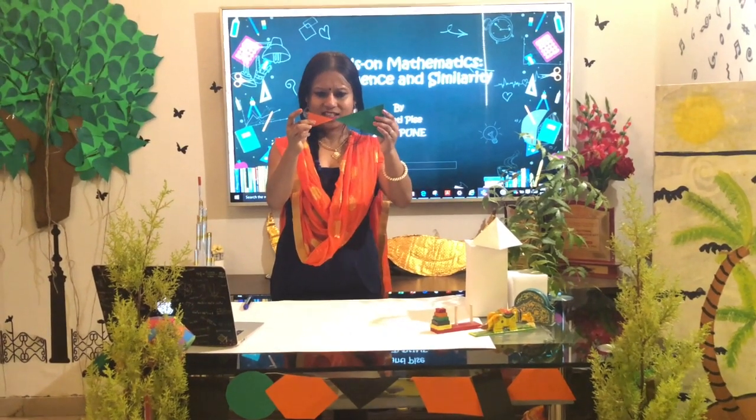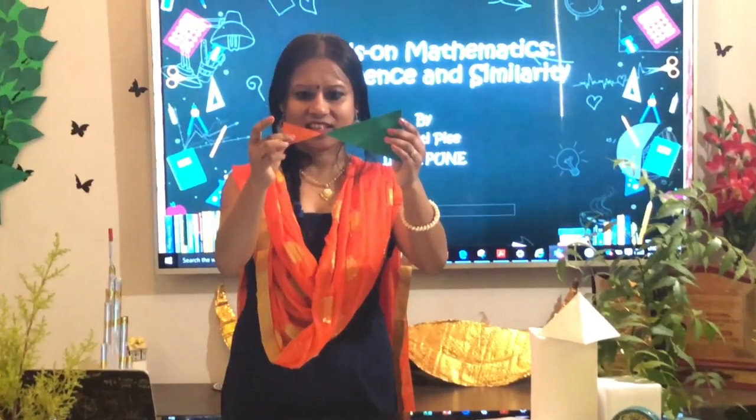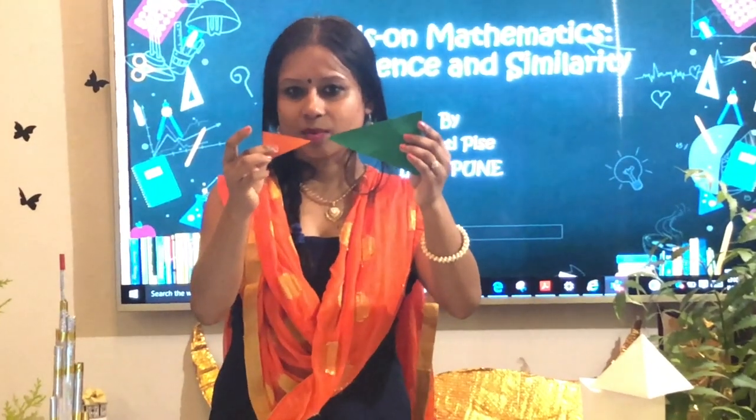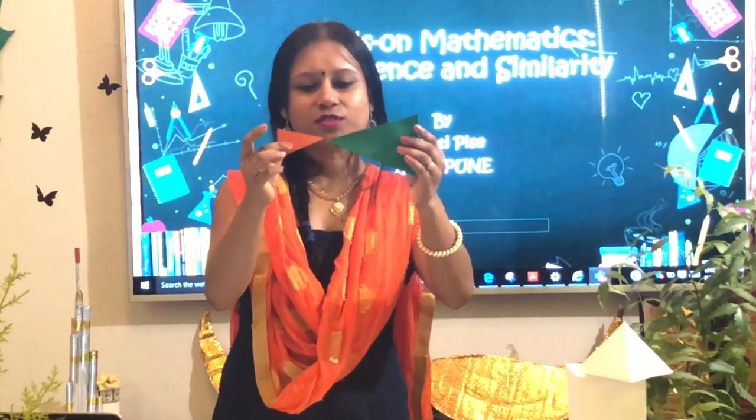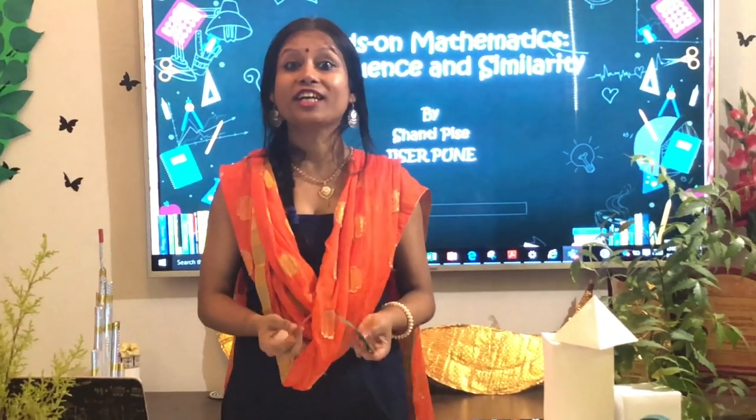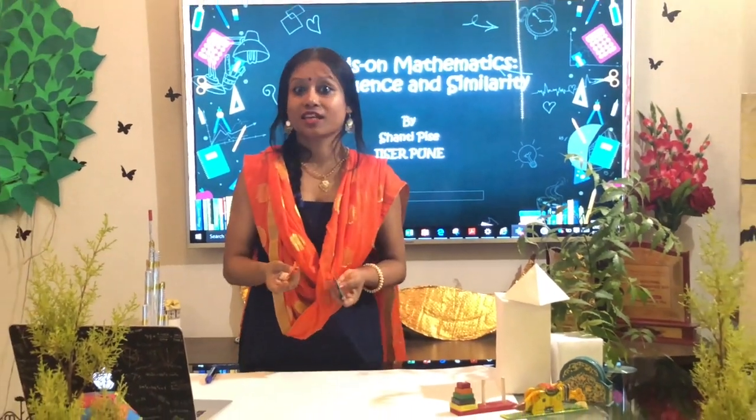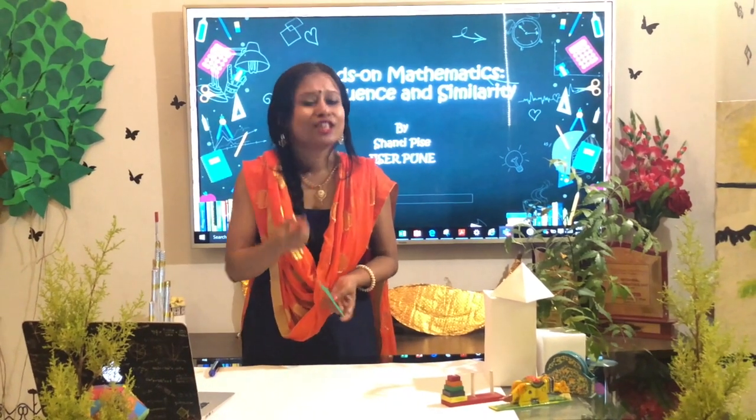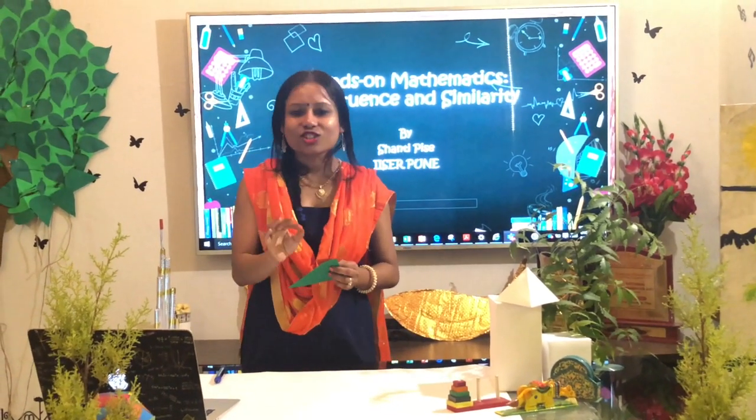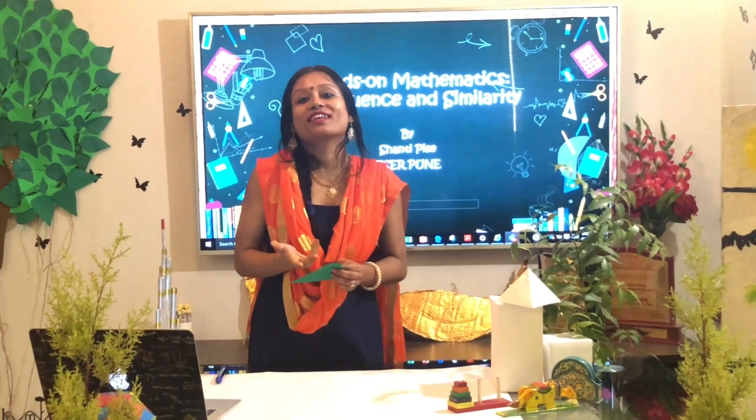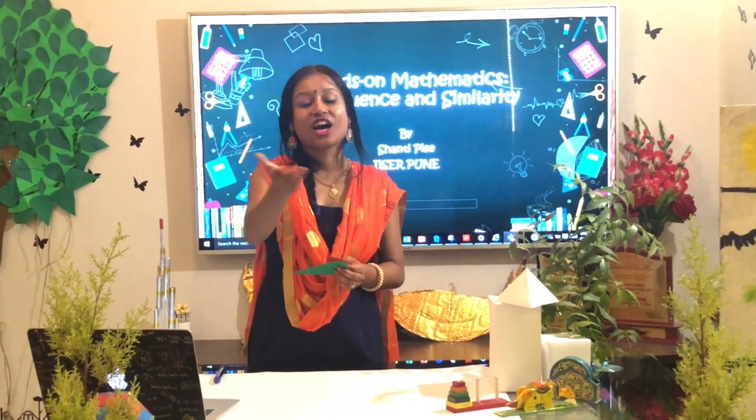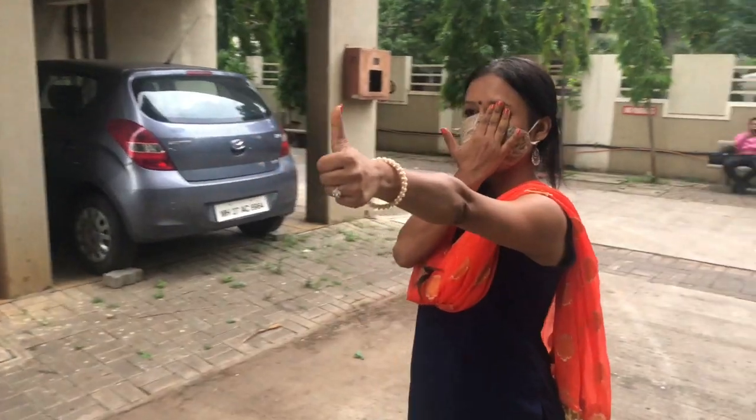Now this is a very interesting case, that these two triangles are similar. This concept of similarity can be used to find out or estimate distances. Yes, you don't believe me, right? So let's go out and actually see how we can estimate the distances, how far we are.